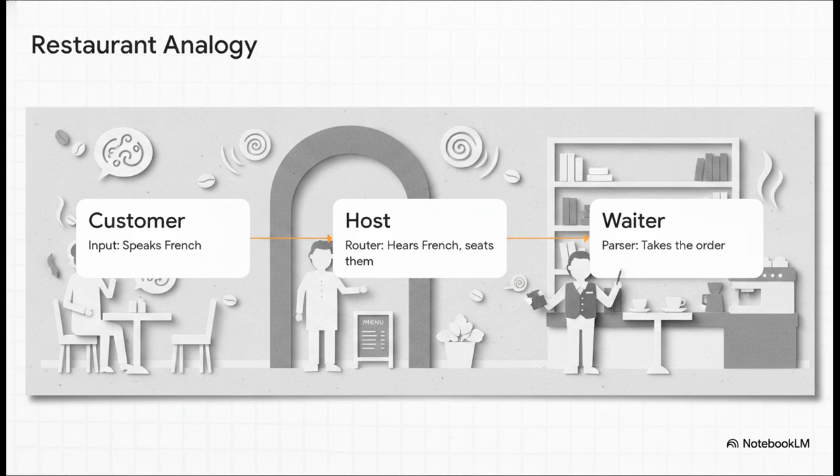Let's ground this in a real-world scenario. Imagine a restaurant. A customer walks to the front door speaking French. That customer? They're our input. The restaurant host is the router. They hear French, and they decide to seat this customer in a section with a French-speaking waiter. That waiter is our parser. The waiter takes those French words, actually understands their complex meaning, and successfully takes an order for a coffee. Input, router, parser. Make sense?